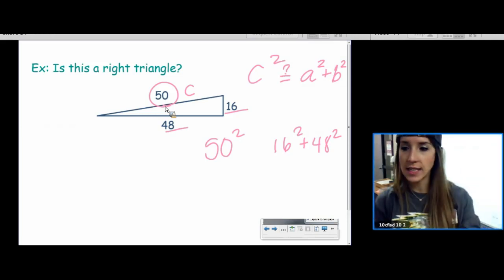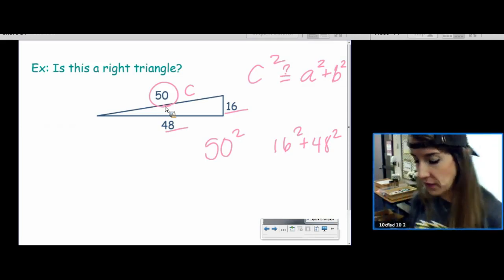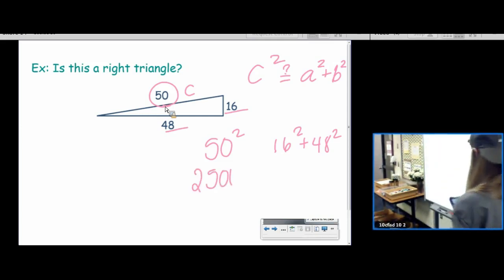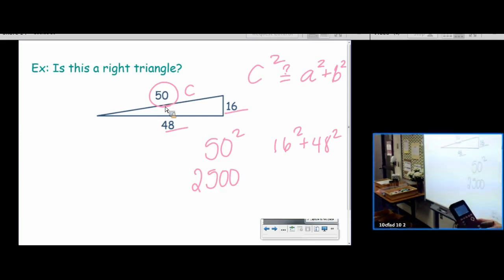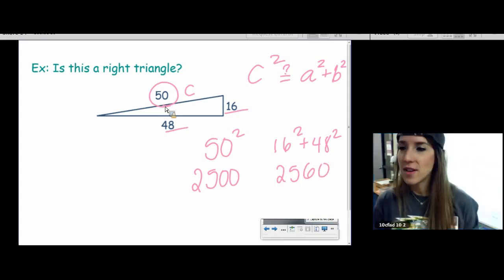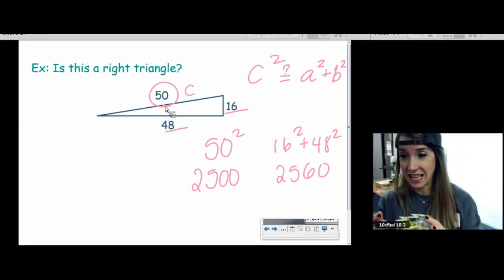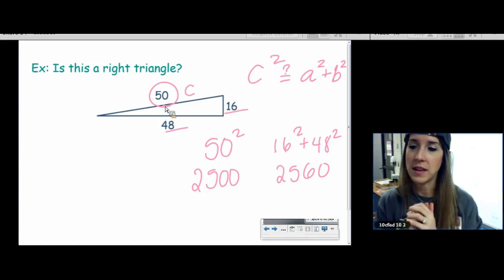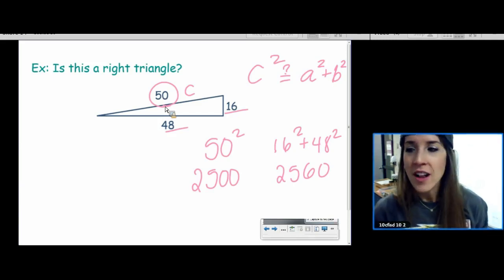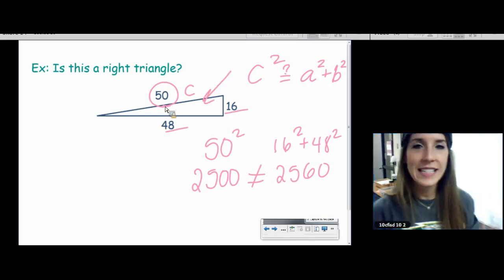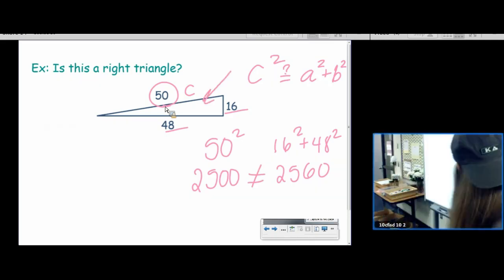So I'm arranging them like this, and I'm trying to determine, are those quantities equal? So 50 squared, 2,500. 16 squared plus 48 squared, 2,560. Close, but not quite. Later in trig, we'll learn how to find out what that exact angle is. Well, one of the acute angles we can find out. But anyways, they don't equal each other. Therefore, this triangle was just a pretender. He is not a right triangle. Try another one.